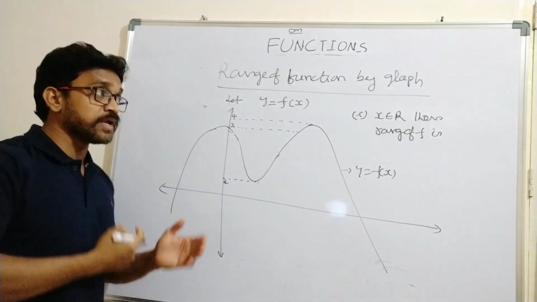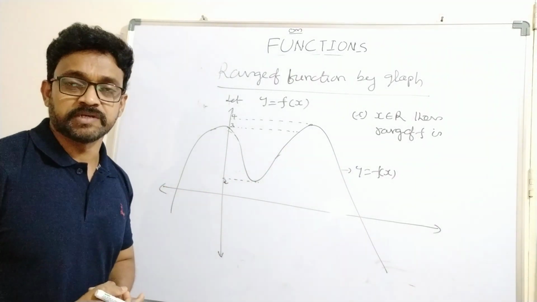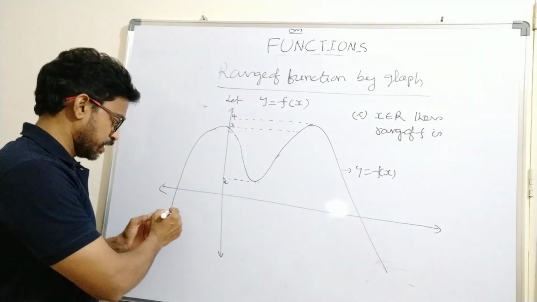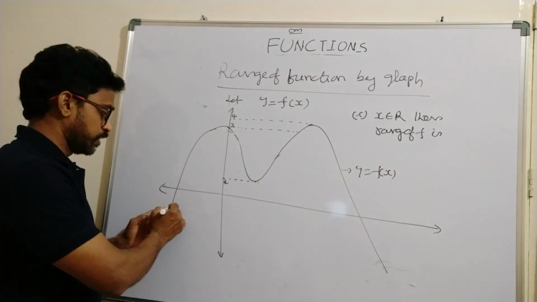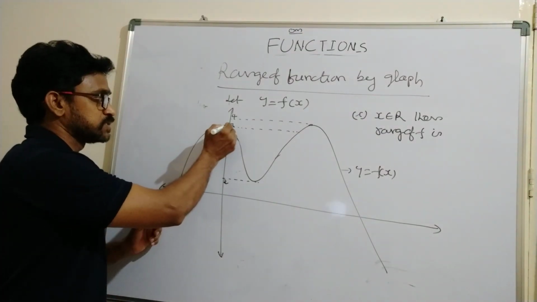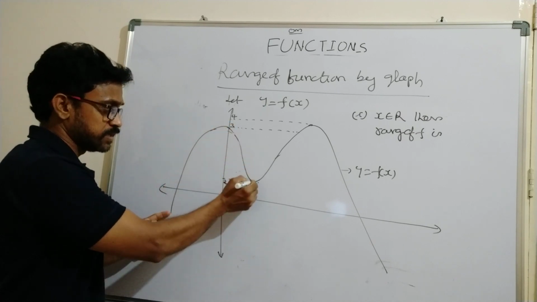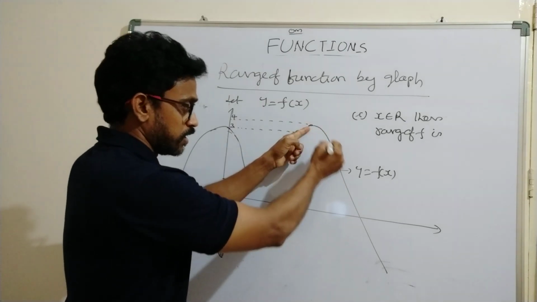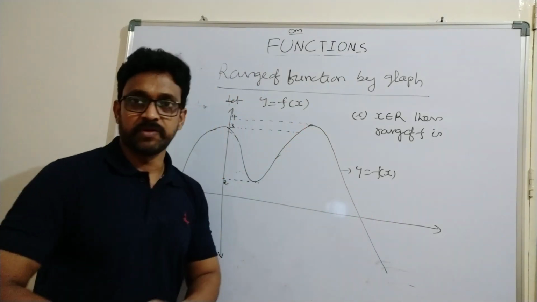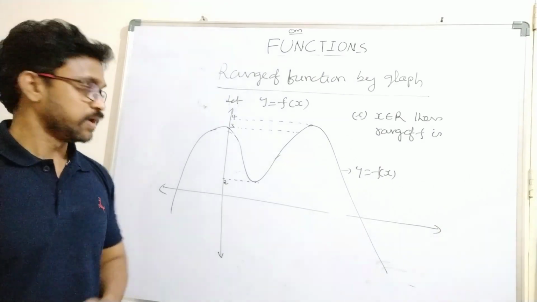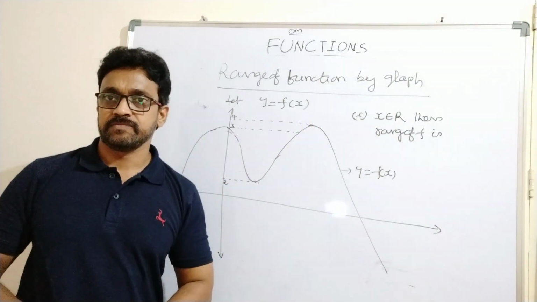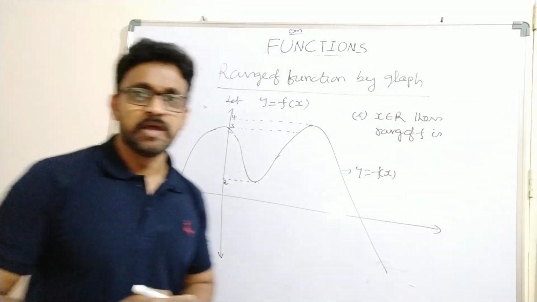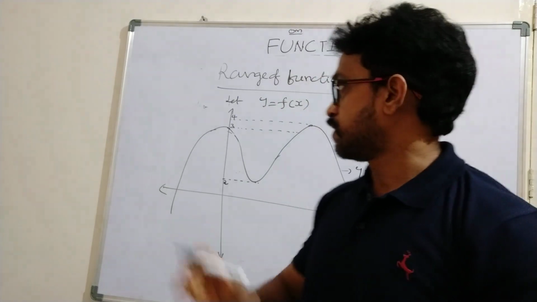Now its corresponding functional values. What I told, range means the collection of possible values of f. Observe here, very clear, the possible values of f are what here? From here up to here it increases, next from here onwards it decreases up to here, next here it increases, next from here it approaches minus infinity. Among all these values, what is the maximum possible value of this function?